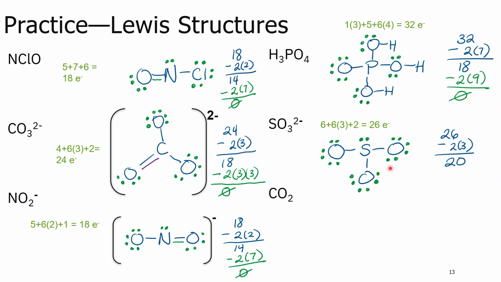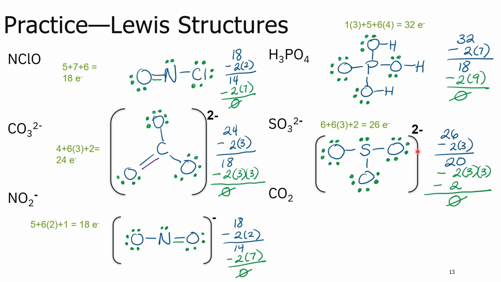Distribute the electrons to the oxygen atoms first, and place the remaining pair of electrons on the sulfur. Sulfur now has a complete octet, so no double bonds are needed. Since this is an ion, draw square brackets around the structure and include a 2 negative charge outside the brackets.